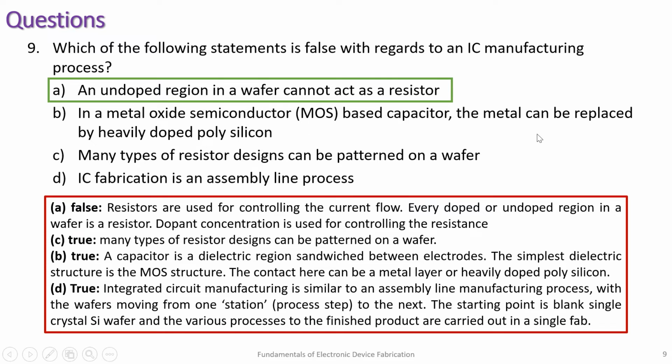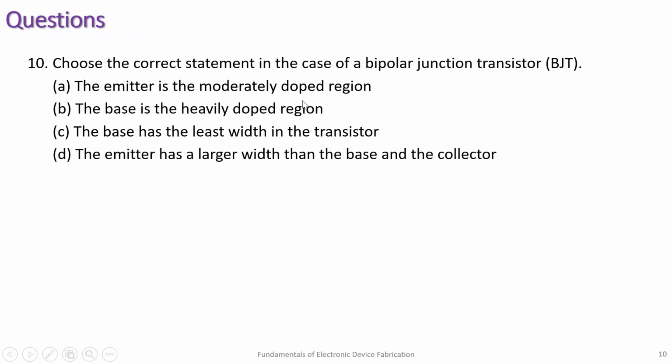Okay, so we'll move on to the next question. Choose the correct statement in case of a bipolar junction transistor. Those of you who have already seen the week's content will know what is meant by BJT and what the regions in a BJT are. We all know that in a BJT there will be an emitter, base and a collector. Which of the statements is true?